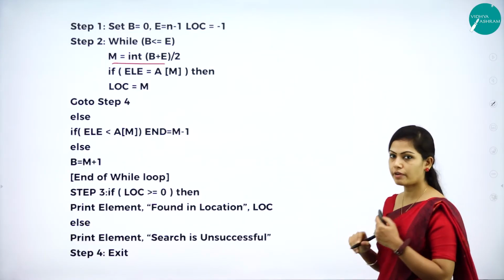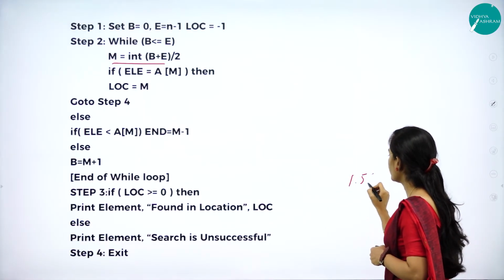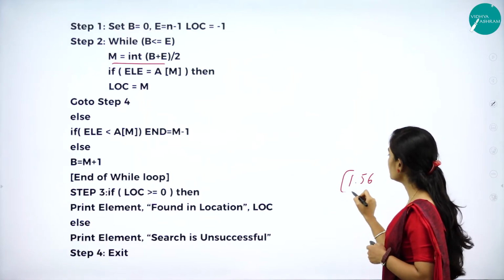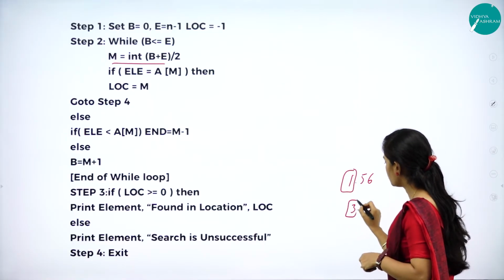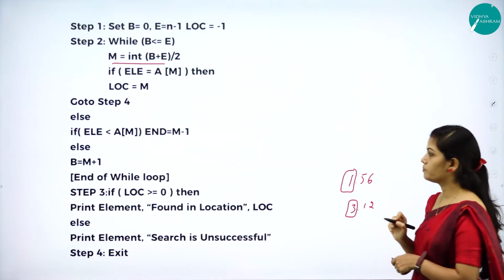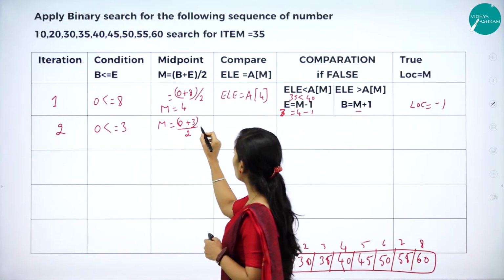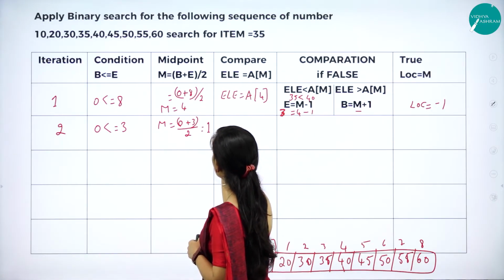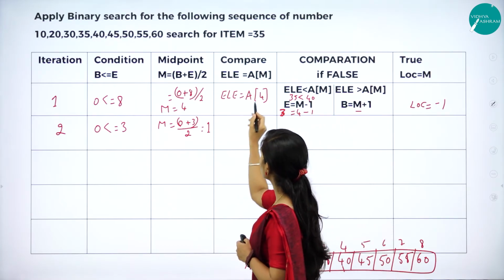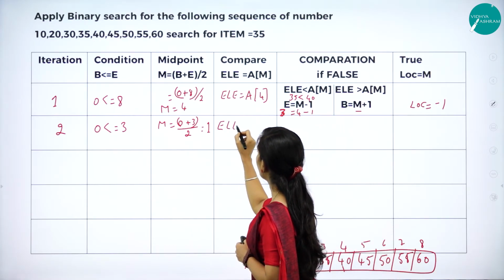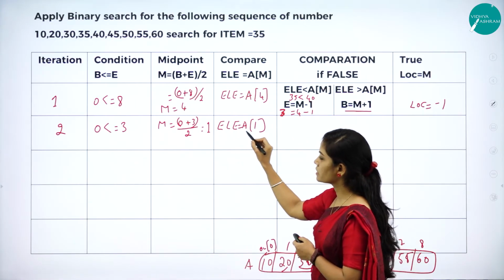Sometimes you will get a quotient with a fraction, so you need to consider only the integer part. For example, if you get 1.56, you consider only the value 1. For example, 3.12, the integer value is 3 only. So here 0 plus 3 by 2, 3 by 2 means 1.5, so I will assume only 1. The first integer value I will assume. So M is 1 and the element is A of 1.